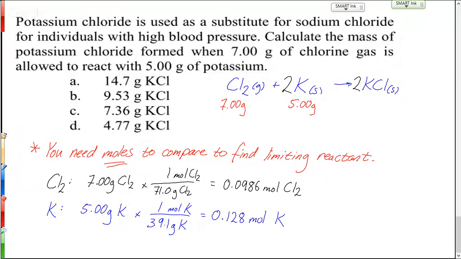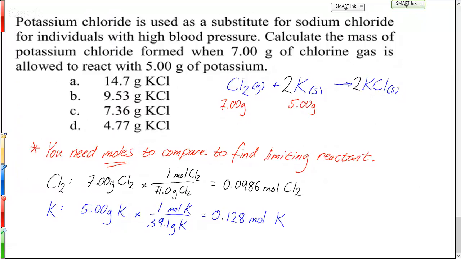In other words, because they're not in perfect balance, if you start from the Cl2 and calculate KCl, you're going to get a different number from if you start with K and calculate KCl. So we have to figure out which one is right based on which one is the limiting one. So can anybody see which one is the limiting one? Let's calculate it and see.